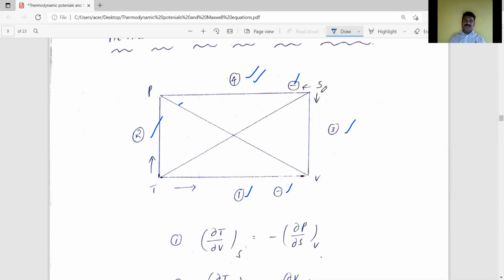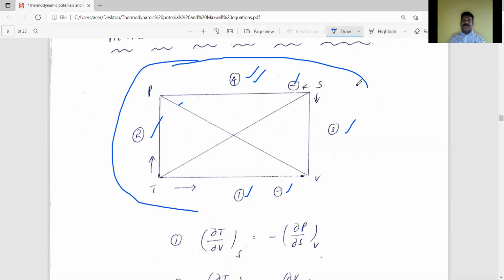After that, you should draw the arrow marks. At S, draw arrow marks like this, and at T, draw arrow marks like this. So this is the figure you should draw to write or remember the Maxwell's equations very easily.